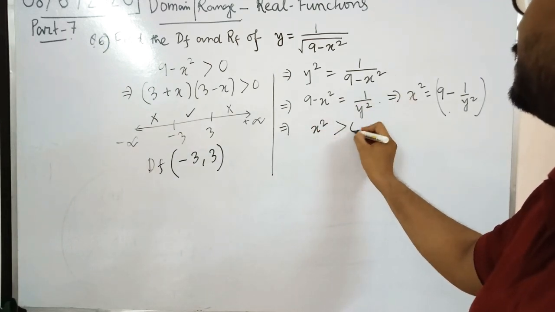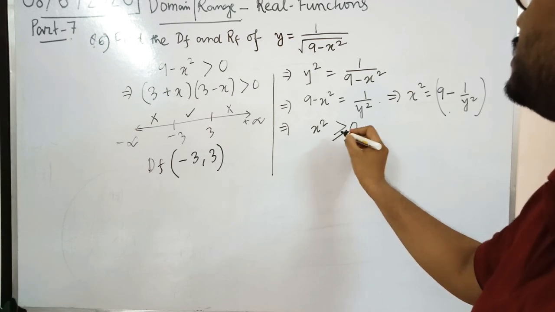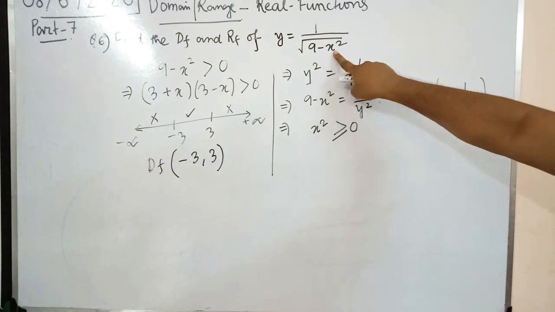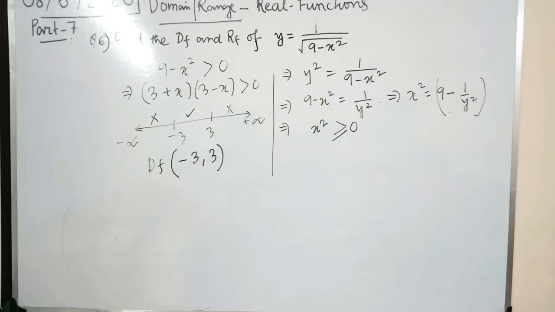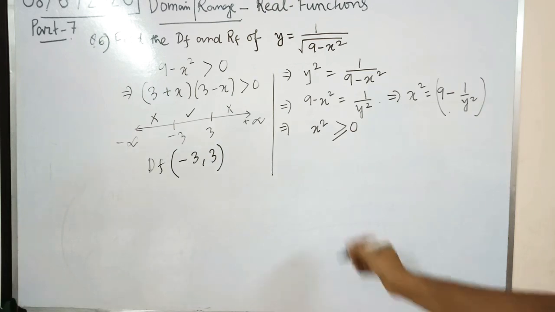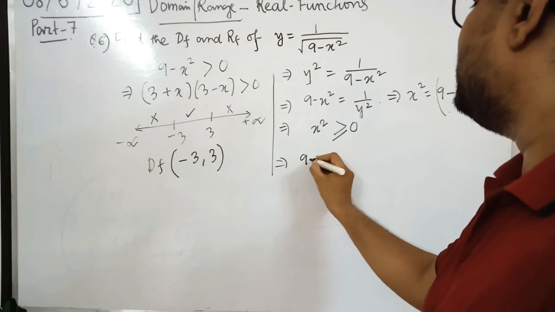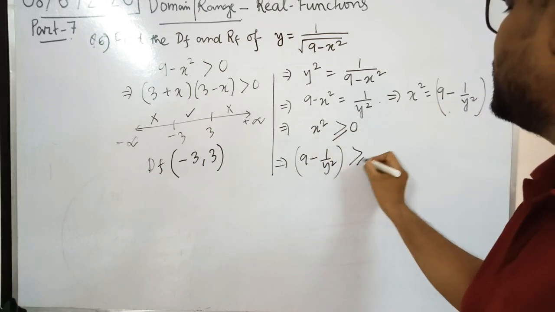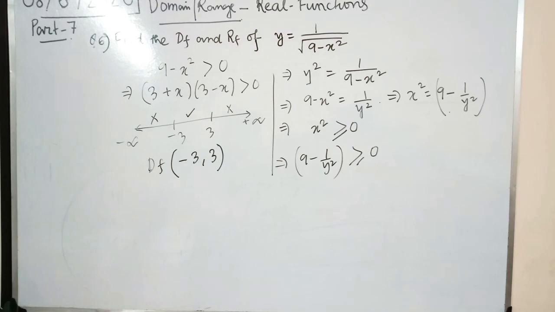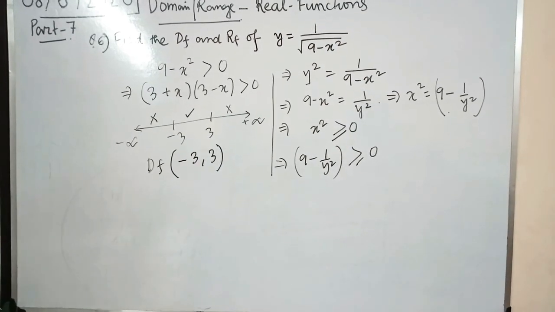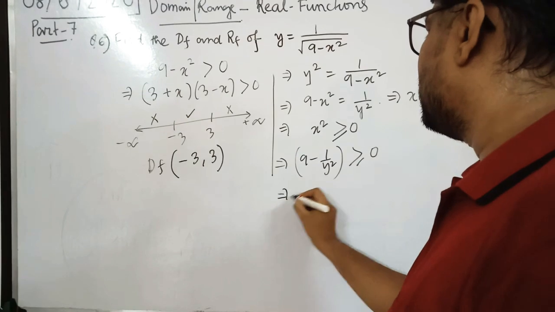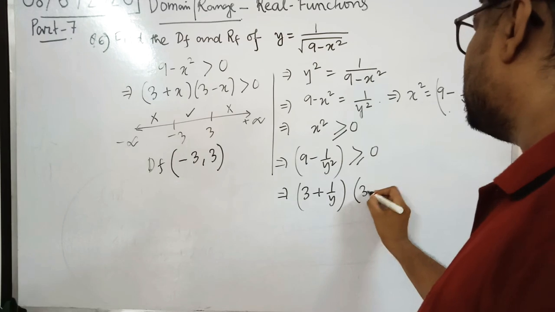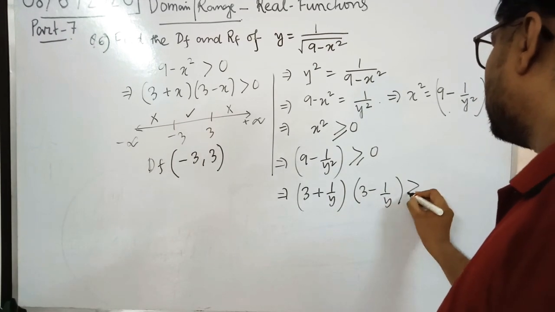So x square will be positive or equal to 0. In this situation, can it be equal to 0? Just test. Yes, it can be. So x square can be greater than or equal to 0. That means here I put 9 minus 1 by y square, which is a replacement of x square. See over here, this is also greater than or equal to 0. So I can simplify it a little, giving 3 plus 1 by y and 3 minus 1 by y.